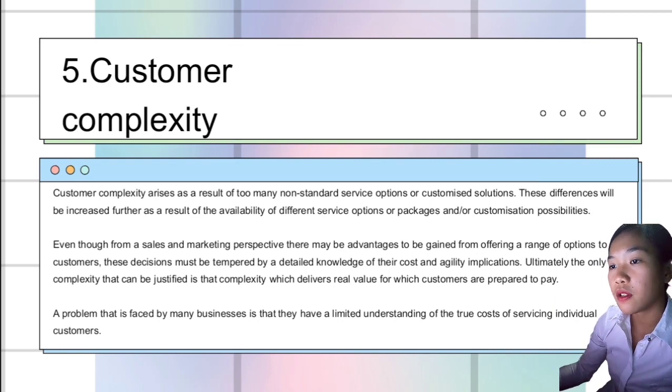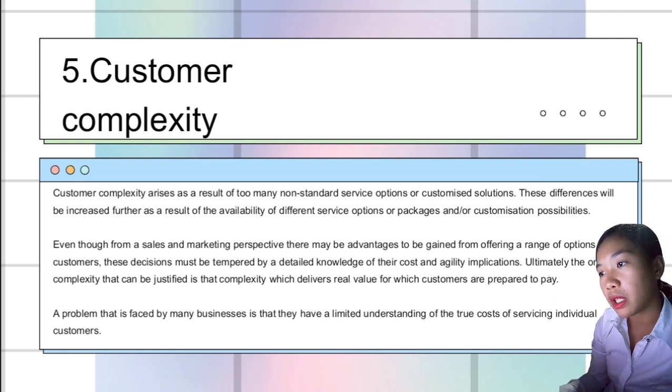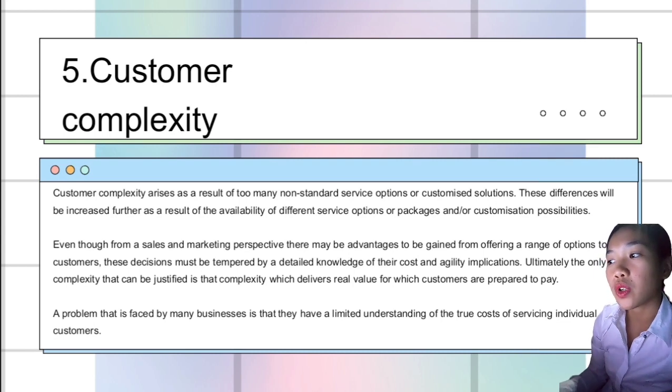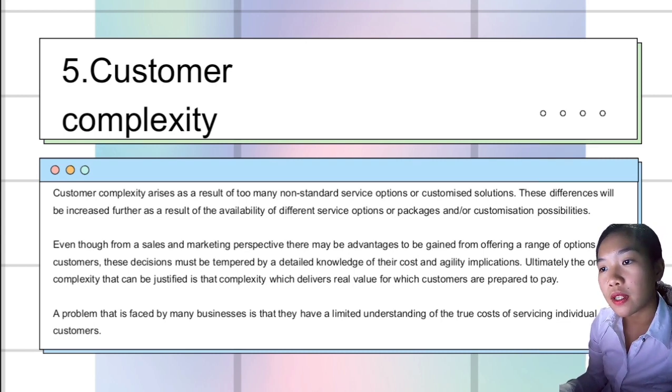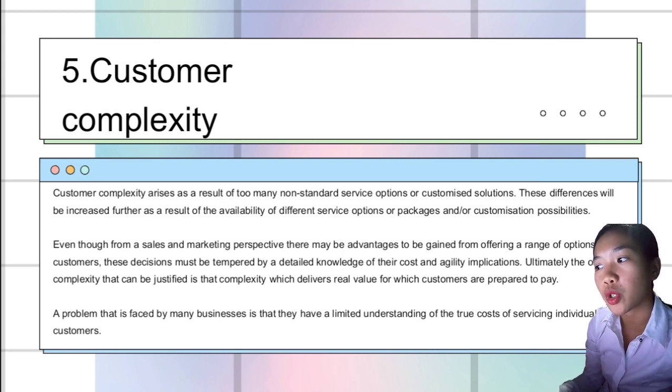Customer complexity. Customer complexity arises as a result of too many non-standard service options or customized solutions. These differences will be increased further as a result of the availability of different service options or packages and customization possibilities. Even though from a sales and marketing perspective, there may be advantages to be gained from offering a range of options to customers, these decisions must be tempered by a detailed knowledge of their cost and agility implications.